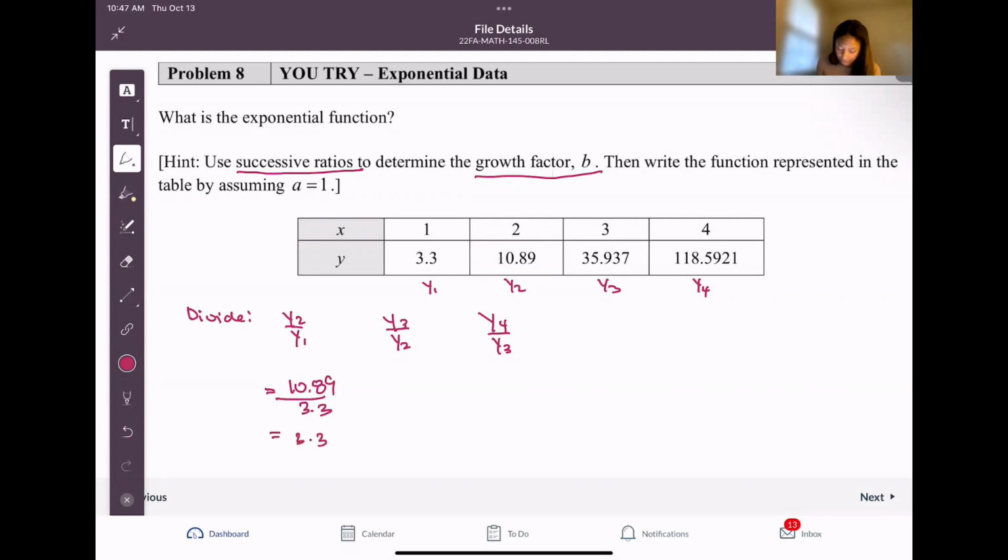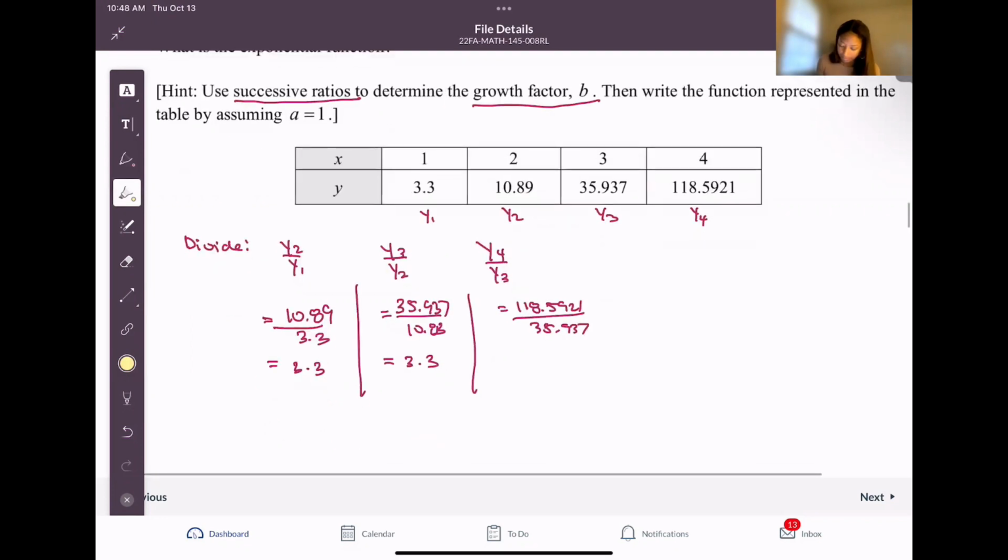All right, for the next one, 35.937 divided by 10.89. Look again, it's 3.3. And then for the last one, 118.5921 divided by 35.937. You get a longer decimal there, but it's approximately 3.3.